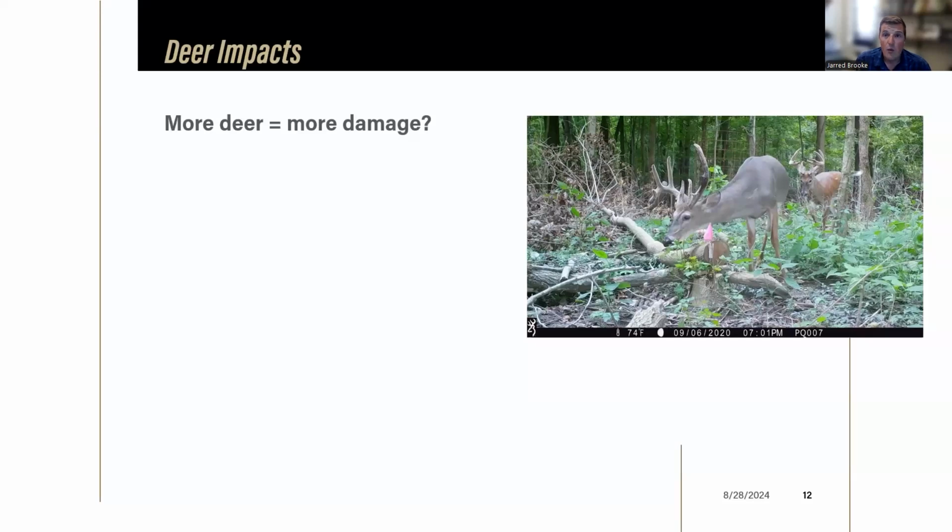So now we know what impacts deer have. Now we need to think about what causes deer impacts, and what things we are considering when we're talking about how deer impacts vary across the landscape. So a very simple question for you. I'll have you answer in the chat, and maybe Chris can tell me the answers. Do you all agree with the statement that more deer equals more damage or more impact?